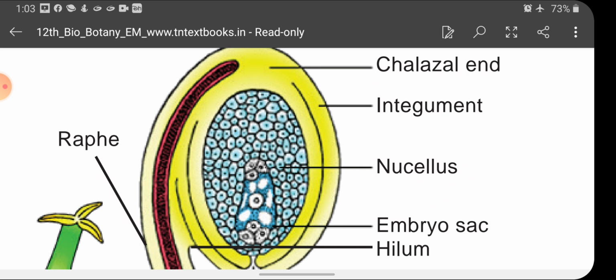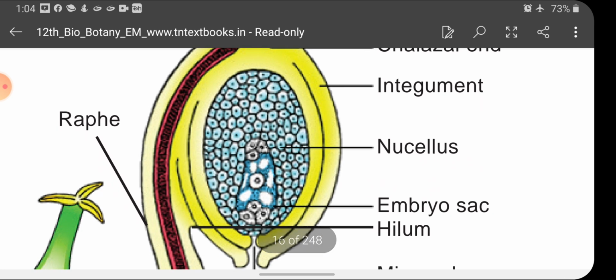Some ovules have only one integument, some have two integuments. If the ovule consists of only one integument, then it is called unitegmic. If it consists of two, it is called bitegmic. Based on the number of integuments, we can classify ovules into two types.